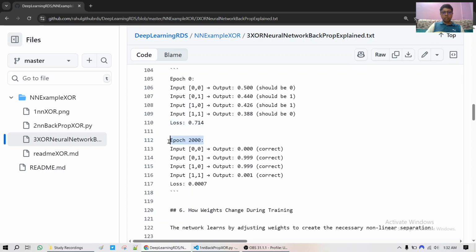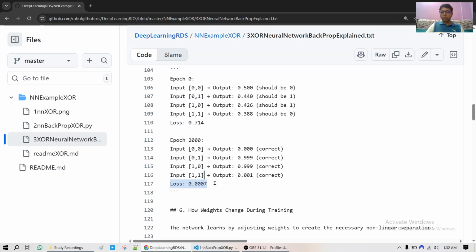So at epoch 2000, if I provide the input 00, it gives me the output 0. That's correct. Then if I provide the input 01, I should get the output 0.99, which is closer to 1. For input 10, the output should be 0.99, which is closer to 1. That's correct. And for input 11, the output 0.01 is correct.